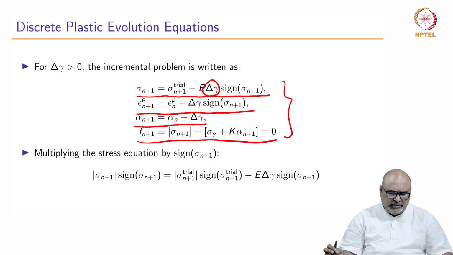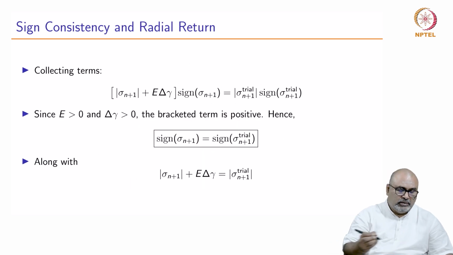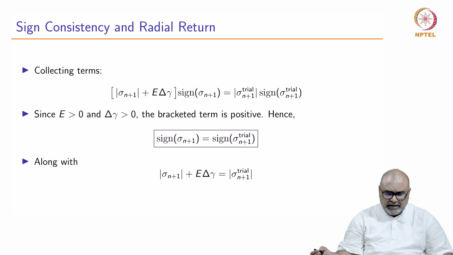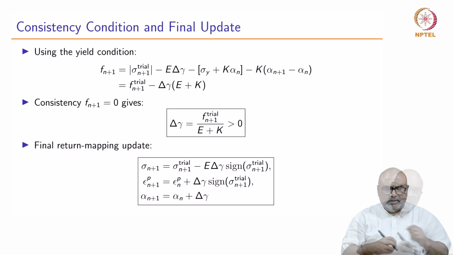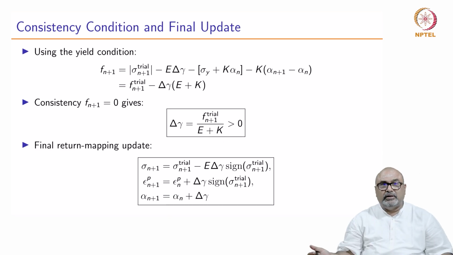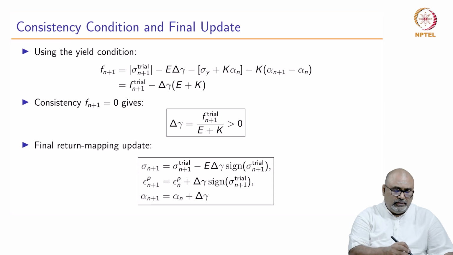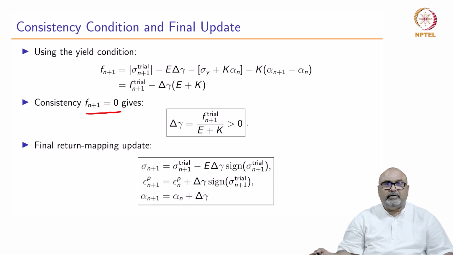And here, multiplying the stress equation by sign of sigma n plus 1, we can show that sign of sigma n plus 1 is equal to sign of sigma n plus 1 trial, and sigma n plus 1 trial is equal to sigma n plus 1 plus E delta gamma. And using the yield condition F n plus 1 is equal to 0 and following the consistency condition, we get delta gamma is equal to F n plus 1 trial divided by E plus k. This must be greater than 0.